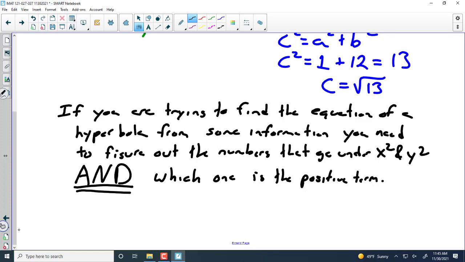It is harder to find the equation of a hyperbola than an ellipse, because it's not just a matter of finding the right numbers and putting the right numbers in the right places. You also have to figure out if it's x squared first or y squared first. So there's one more detail you have to worry about with a hyperbola when you're trying to find its equation.